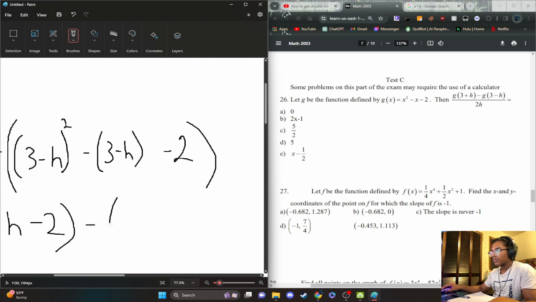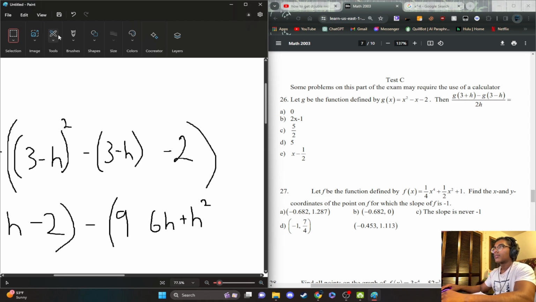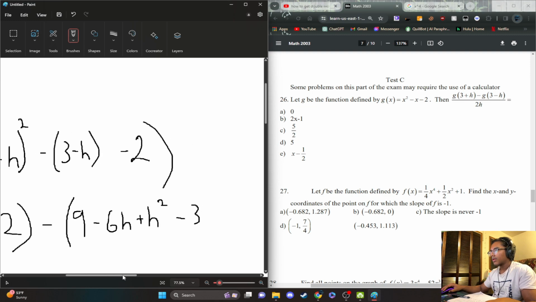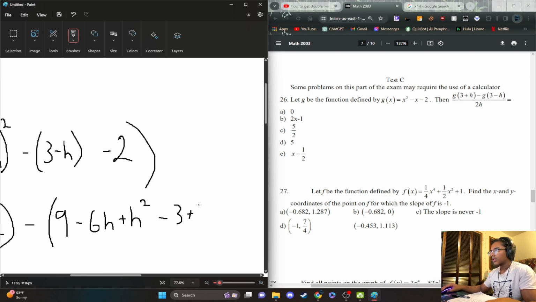So negative on this side. (3 minus h) squared is 9 minus 6h plus h squared. Sorry, this is not plus, this is minus. Almost made a big mistake there, that would have changed the whole thing. Minus 3 and plus h minus 2.